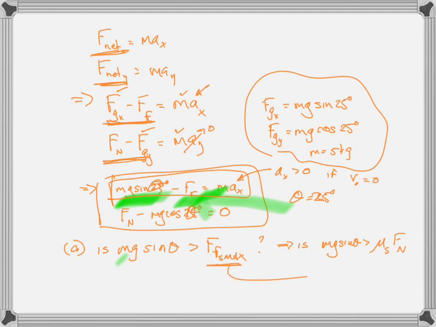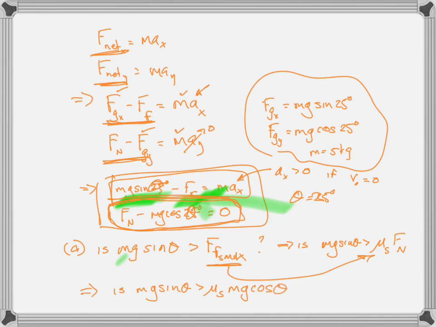We go ahead and plug in for F_fs max, which is mu sub s Fn. We say, is mg sine theta greater than mu sub s Fn? Ooh, what is Fn? Mg, right? No, it is not mg. Fn is a quantity that we have to solve from Newton's second law, but look, right here, we know Fn from the second equation, the y equation. From the y equation, you can see that Fn is equal to mg cosine theta. So therefore, to answer part A, is mg sine theta greater than mu sub s mg cosine theta?